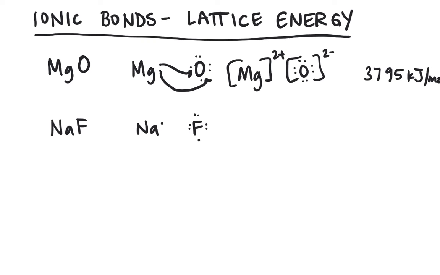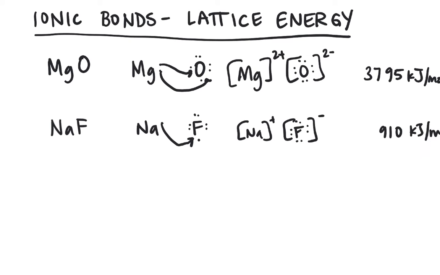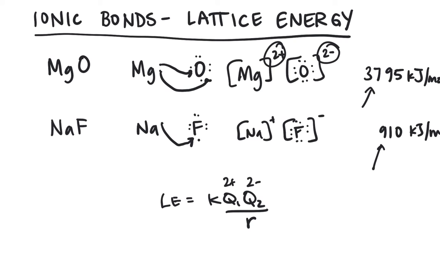If we look at sodium fluoride, the sodium is going to donate its electron. We have sodium plus and fluoride minus, and if we look that up, it's 910 kilojoules per mole. Now, sodium fluoride has a much smaller lattice energy than magnesium oxide. And why is that? Well, if we look at the lattice energy, we have K Q1 Q2 over R. Their charges are different. Magnesium is 2 plus and oxygen is 2 minus. Down here, this is 1 and 1.